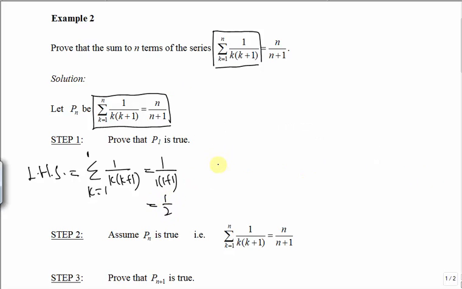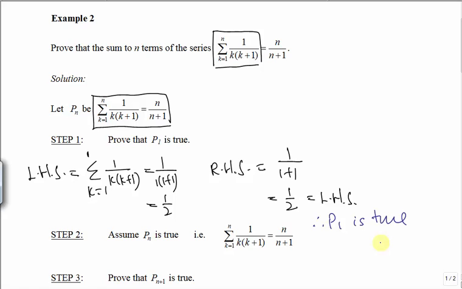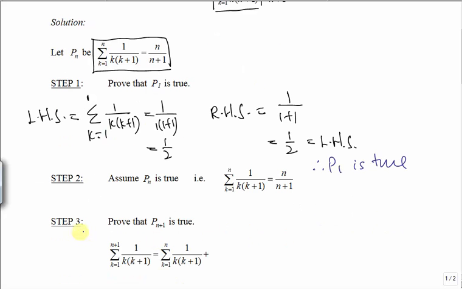Now we are going to prove the right hand side of the expression. When n is 1, we substitute the n here by 1, we will get 1 over 1 plus 1, which is also a half. So this will be equal to the left hand side. Therefore, we conclude that P1 is true, since the left hand side equals the right hand side. For step 2, we assume Pn is true, so we just copy down this expression. For step 3, which is the induction step, we are supposed to prove that Pn plus 1 is true.